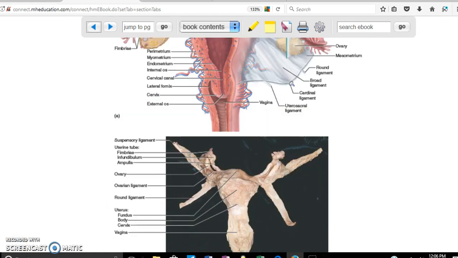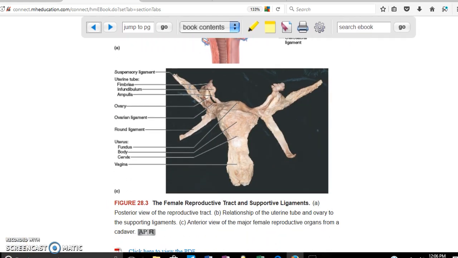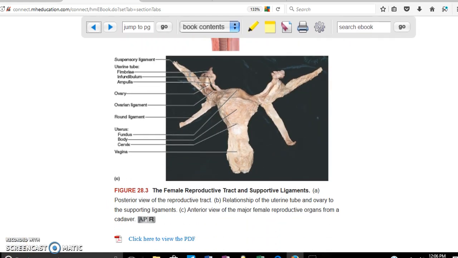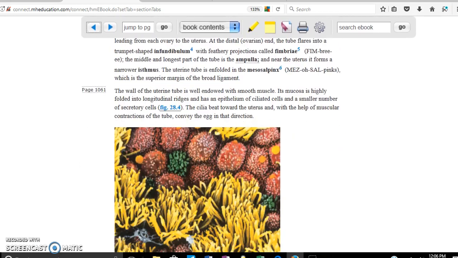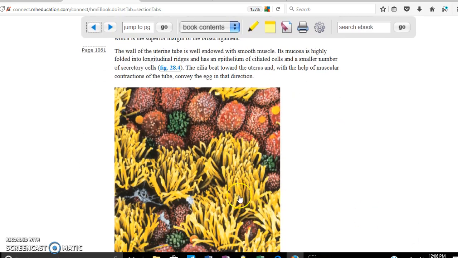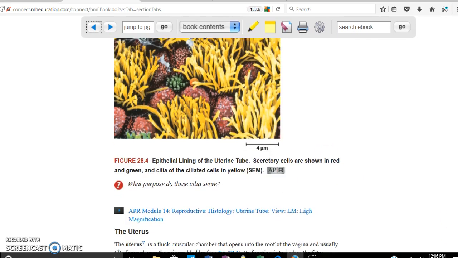Okay. We continue scrolling down. We see a real picture of the uterus as well as the fallopian tubes and part of the ligaments. And we scroll down, uterine tubes, as I was telling you, there are cells with cilia, which you can see right here in yellow. So we keep scrolling down.